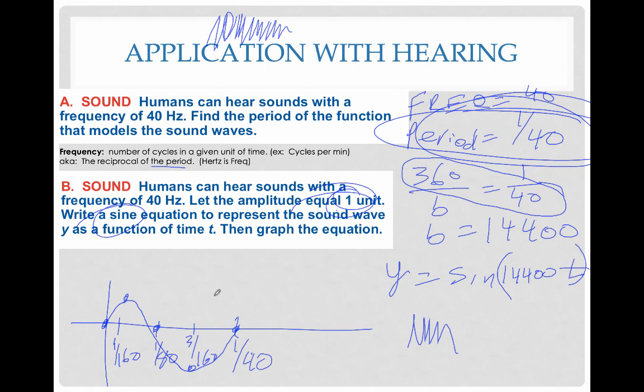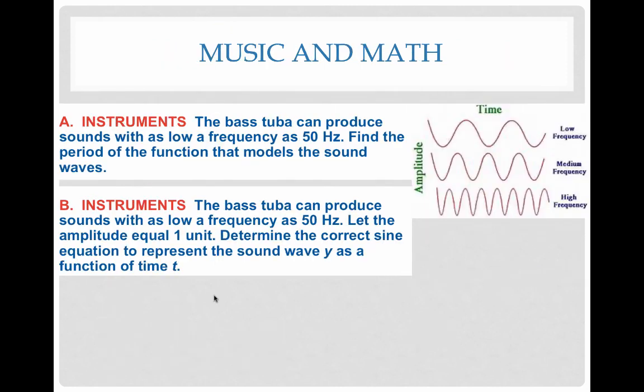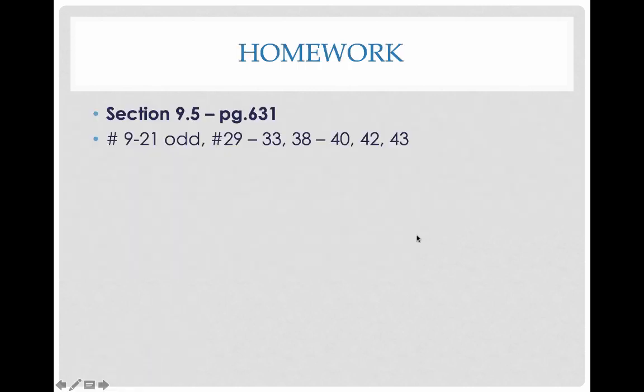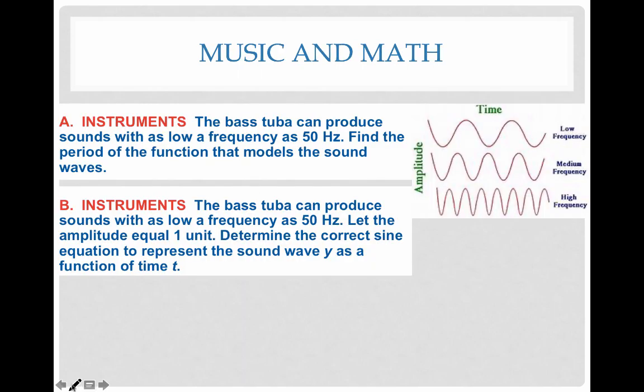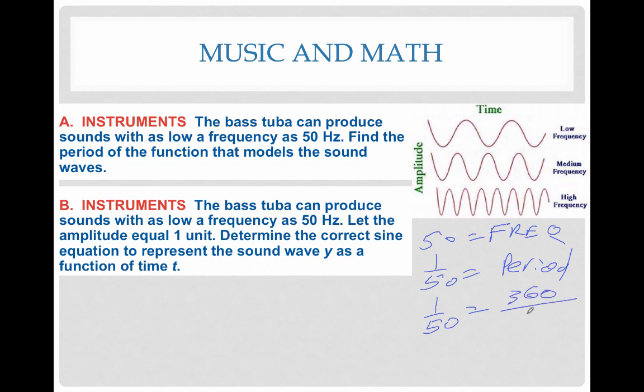So we just draw it out and we label our axis. Got to label your axis. Same thing here, except this is 50. It's exactly the same thing. I want a pen. 50 is the frequency, which means 1/50th is the period, which means the period is equal to 360 over b. If you're doing it in degree, oh crap!